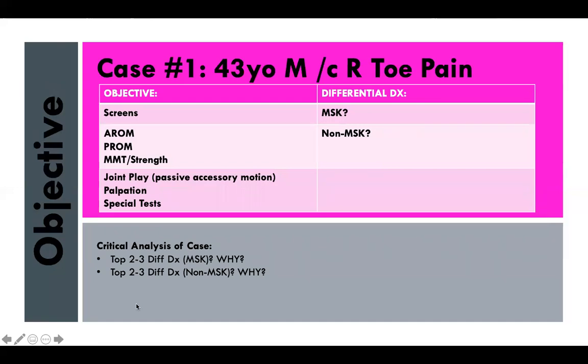Okay, so objectively, what are we going to want to do? Well, we're going to want to screen, we're going to want to go through some of our standard objective testing. And so findings here, and you can check out the notes in the slideshow for these objective tests. But what we really see is that his passive range of motion is painful in all directions. We don't really have a pattern of a muscle tendon injury. In other words, he has pain when he moves the toe.